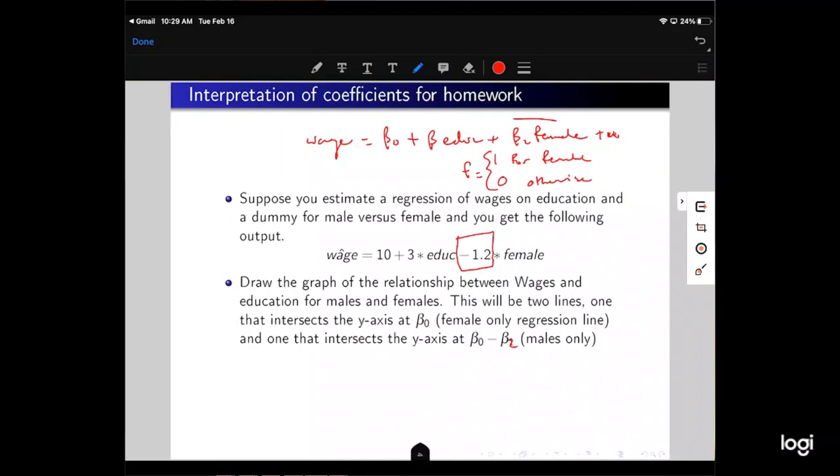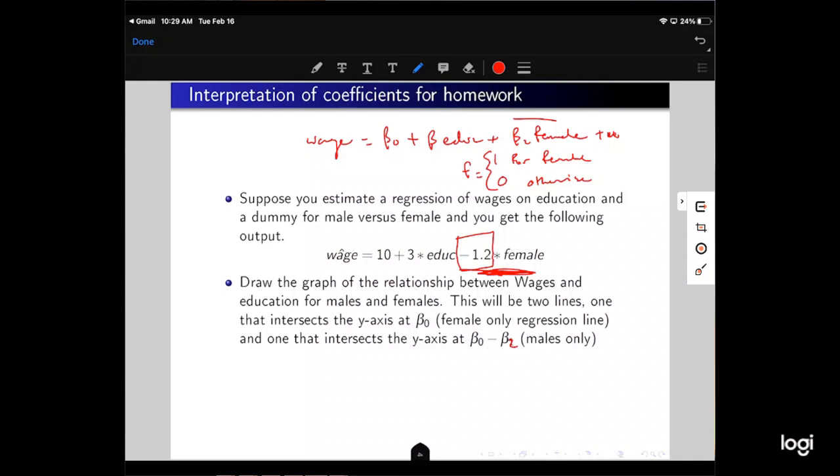Let me just say, let's interpret all the values in this equation. When female is equal to 0, average wages are 10, because the second part of this equation drops out. Female is equal to 0, so we're multiplying negative 1.2 times 0. The average wage for a person with 0 years of education and female equal to 0 is just $10 per hour.